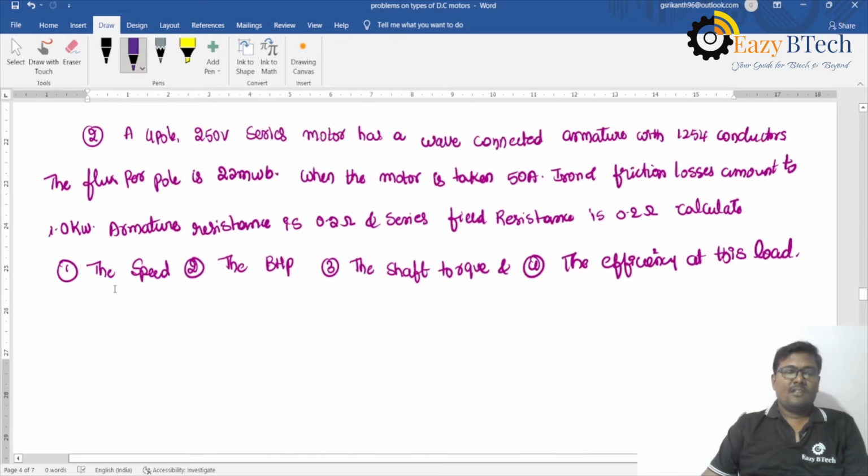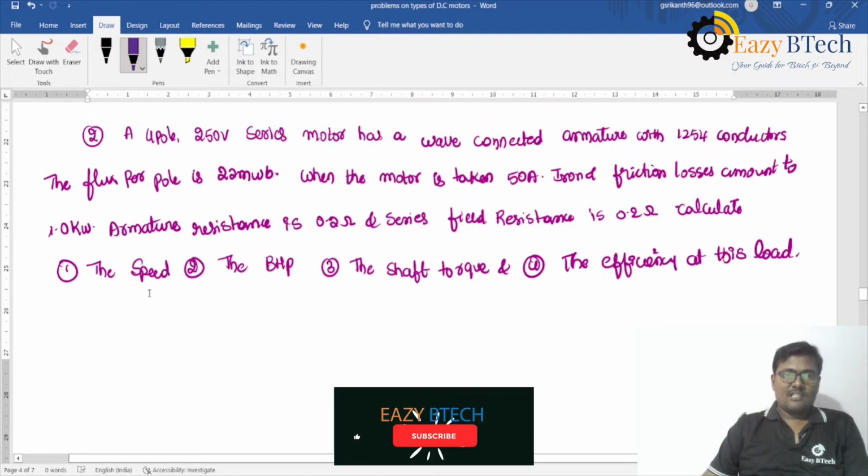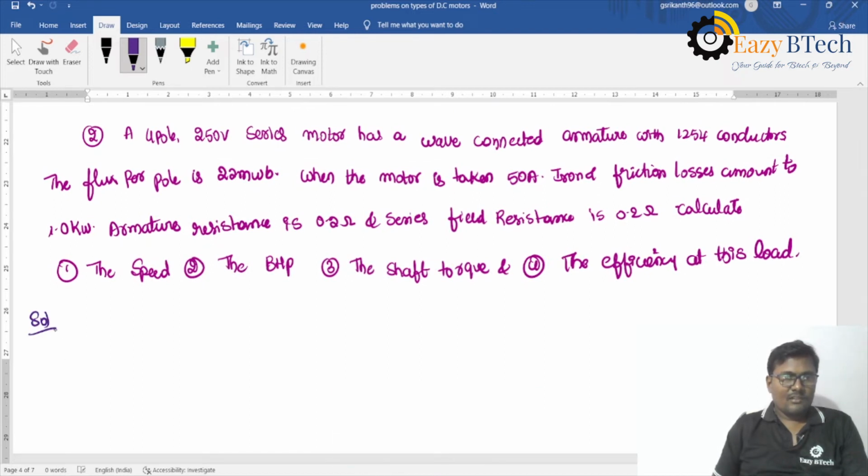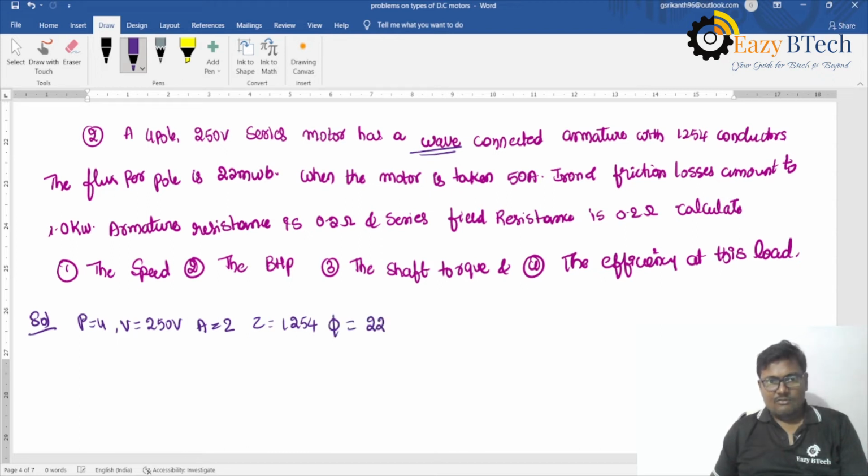Now the next problem: a 4-pole, 250 volts DC series motor has a wave connected armature. So the number of poles is 4. The supply voltage is 250 volts, the number of parallel paths is 2 for wave connected armature, and Z is equal to 1254 conductors. The flux is equal to 22 into 10 to the power minus 3 Weber, and the motor takes a line current of 50 amperes. In a DC series motor, line current, armature current and series field current are all the same.